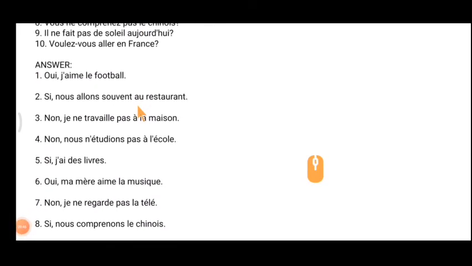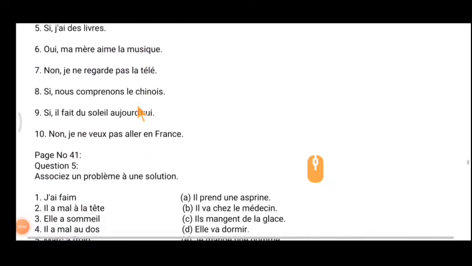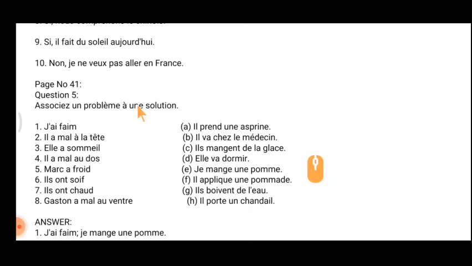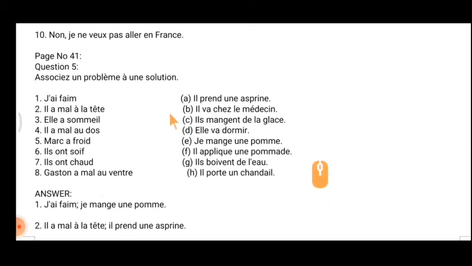So this is oui, si, non. Next is associer un problème ou une question. This is match the following. These things you guys will do well. The question is here, the answer is here. You have to just match it.